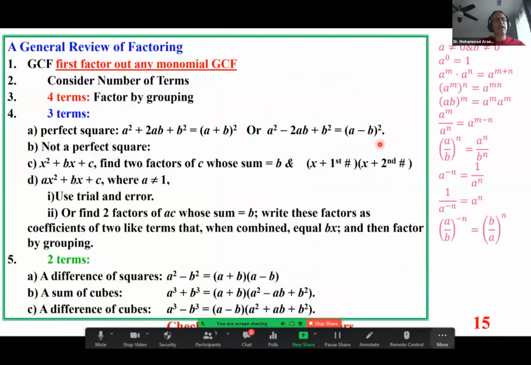Before we start, let's have a general review of factoring. First, we need the GCF, the greatest common factor. Then we consider the number of terms. If we have 4 terms, we factor by grouping.